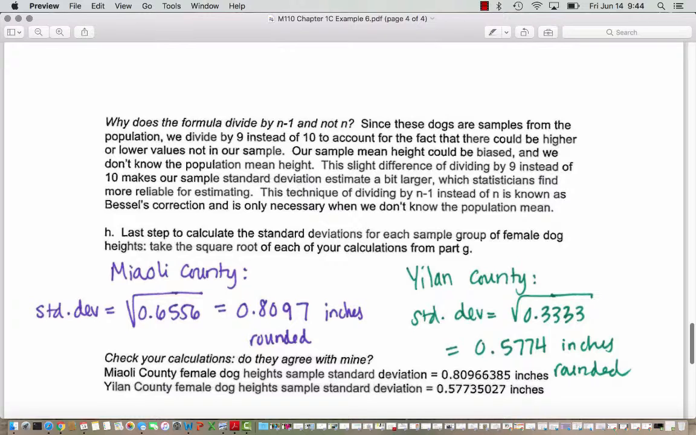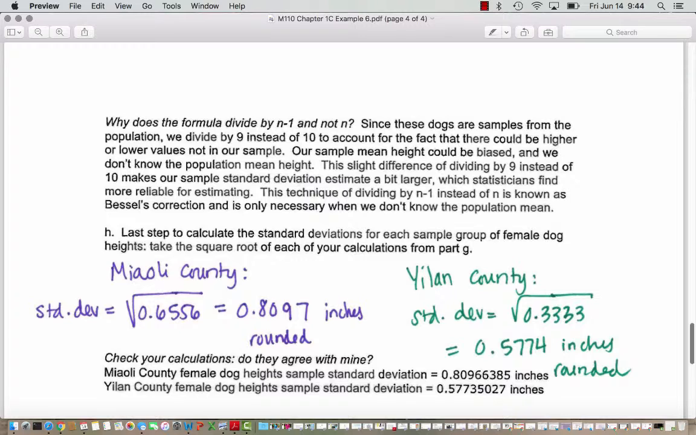Our sample mean height could be biased, and we don't know the population mean height. So this slight difference of dividing by 9 instead of 10 makes our sample standard deviation estimate a little bit larger, which statisticians find more reliable for estimating. Sometimes people say we're leaving a little more room for error or a little more of a fudge factor so that we've got a little more room in our margins of error.